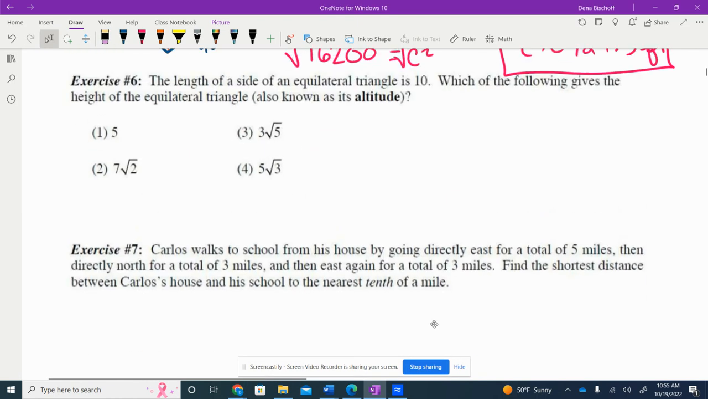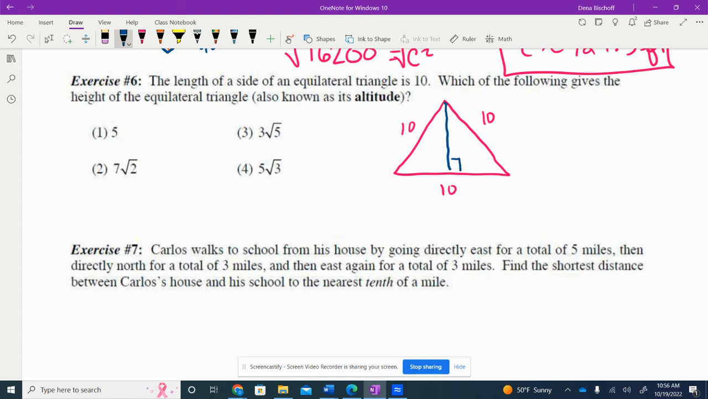Next one. So the length of the side of an equilateral triangle is 10. So let's talk about what an equilateral triangle is. Equilateral means that all three sides are the same. So we want to find the altitude or the height of the equilateral triangle. Well, there's a couple of things that you need to know. If you have an equilateral triangle, the height divides the side that it intersects directly in half. So we're just really going to look at this piece right here. So this is my C, this is my A, and we're going to call our altitude B.